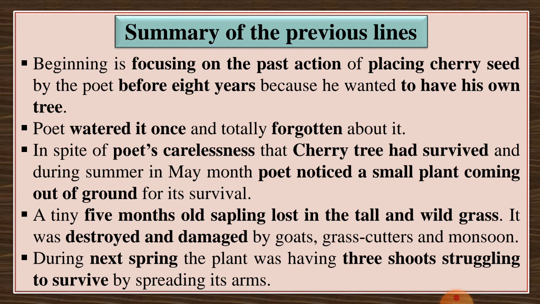A tiny 5 months old sapling lost in the tall and wild grass. It was destroyed and damaged by goats, grass cutters and the monsoon also.